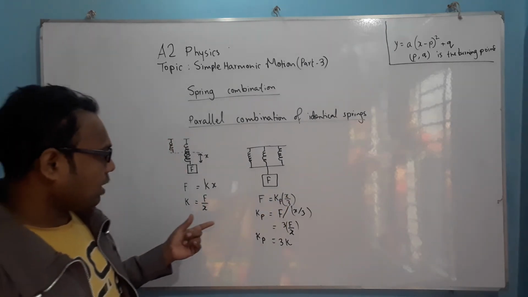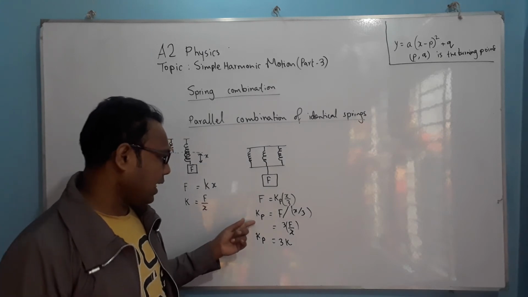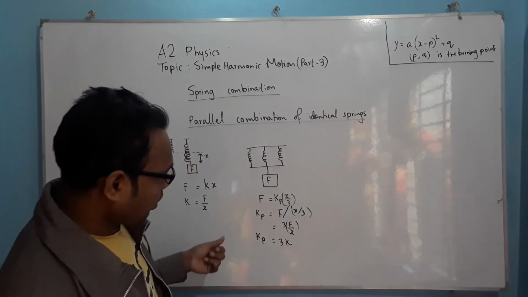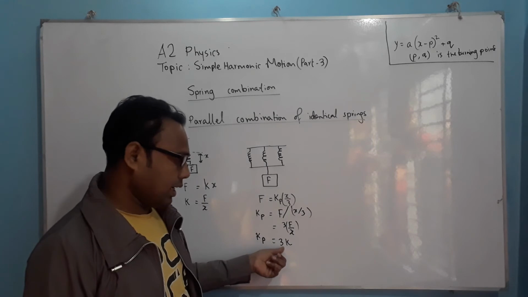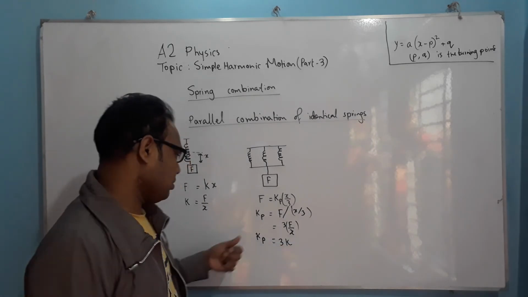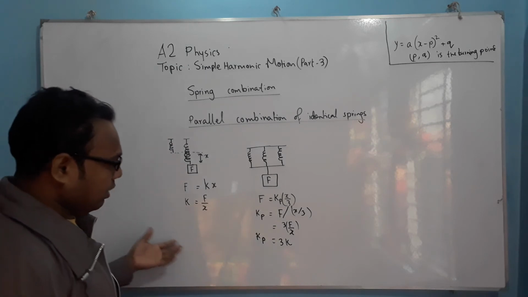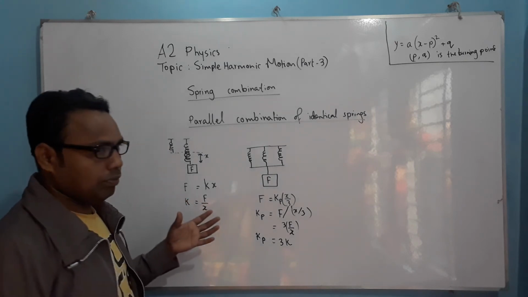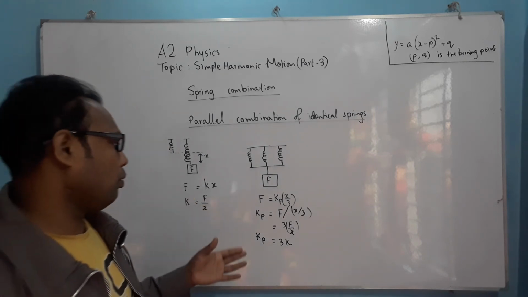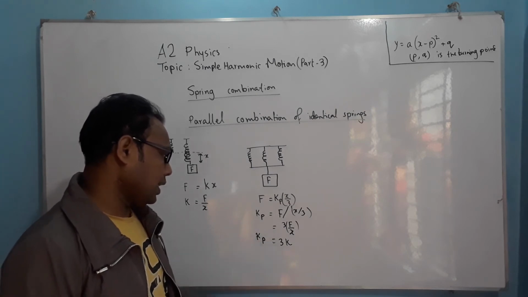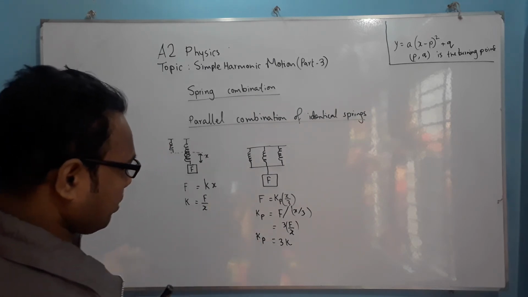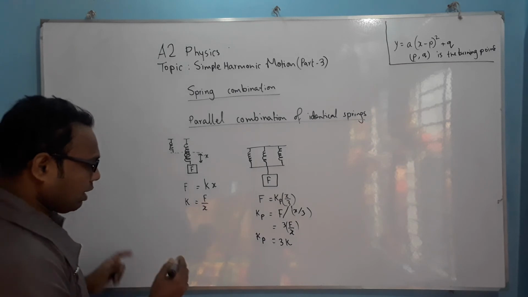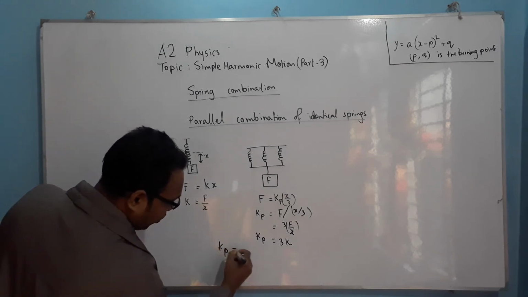If we make Kp the subject, we get Kp is equal to F over x over 3. So we get Kp is equal to 3k if we simplify that equation. So what we get from this parallel combination is that the spring constant of the whole system of springs connected in parallel is Kp equals 3k. If we generalize this equation for n identical springs connected in parallel combination, we can write Kp is equal to nk.